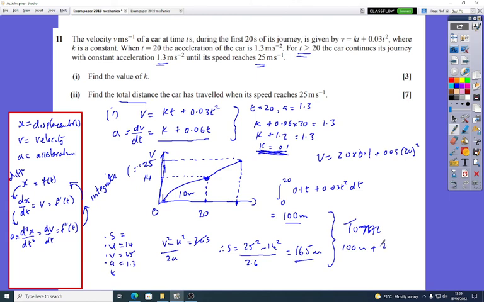Gotta make it funny, otherwise you'll be falling asleep, man. That'll be 265 meters. You know what I mean?